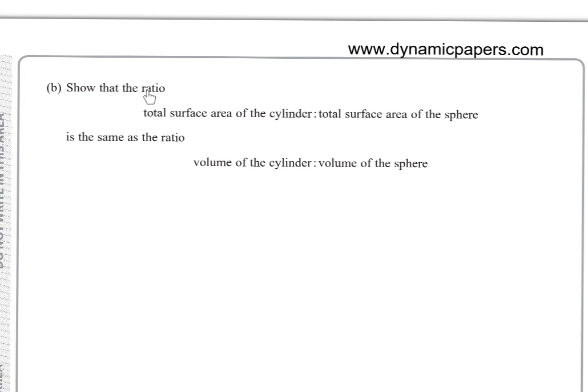Now for B, show that the ratio between the total surface area of the cylinder to the total surface area of the sphere is the same as the ratio between the volume of the cylinder to the volume of the sphere. We need to find the first ratio first. Total surface area of the cylinder equals 6 pi r squared, and the total surface area of the sphere is 4 pi r squared. So the ratio between them, we can cancel pi r squared with pi r squared, so 6 over 4, in the simplest form 3 over 2.